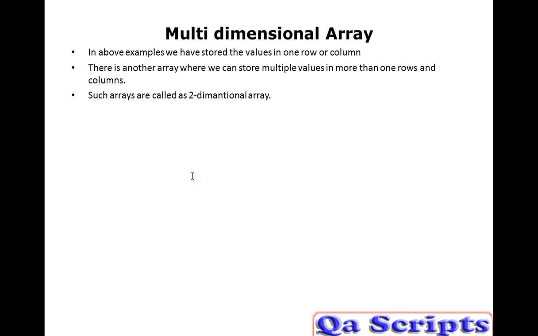Okay, till now we have used only values in one row and one column, but in real conditions we are going to assign values in different ways, that is, in a table format. How to do it? Very simple. There is another way of array where we can store multiple values in more than one row as well as columns. Such arrays are called two-dimensional arrays.